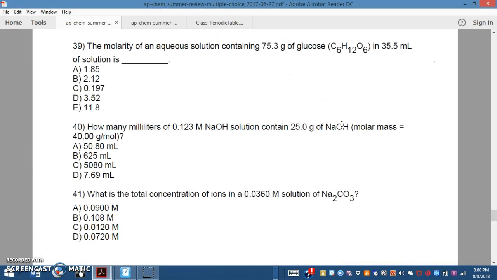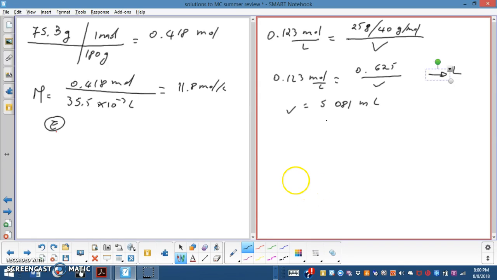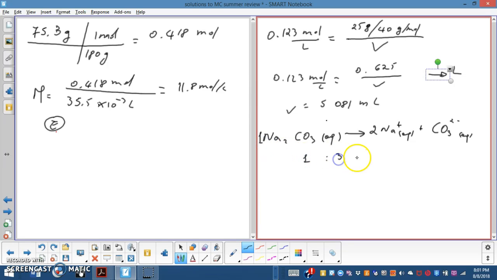And the last one, what is the total concentration of ions in a solution of sodium carbonate? So for this one, first of all, you will take your sodium carbonate and you put it in water. So your aqueous solution will produce 2 ions of sodium, right? And 1 ion of carbonate. So for every 1 mole, you have a ratio of 3 moles of ions, right?